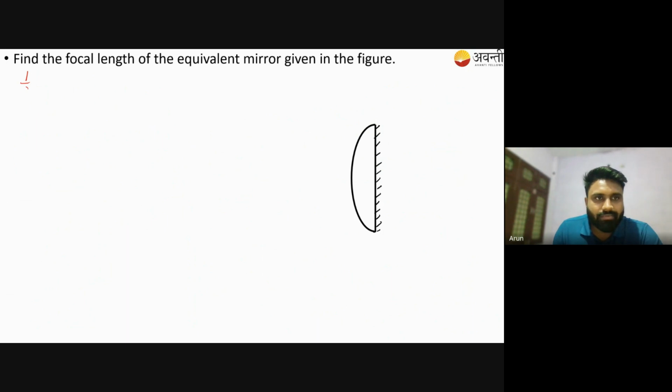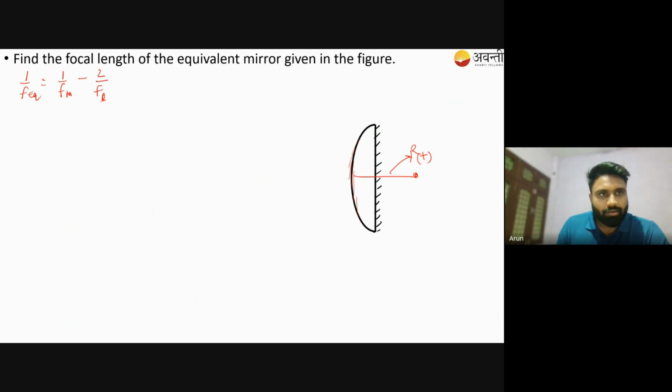The formula is 1 upon F equivalent equals 1 upon FM minus 2 times 1 upon FL. The lens is the same here, but the curved surface comes on this side. So the radius of curvature will change its sign to positive. Positive radius of curvature. Got it?